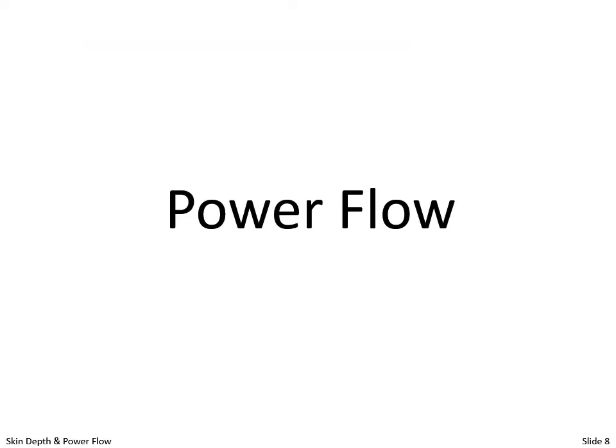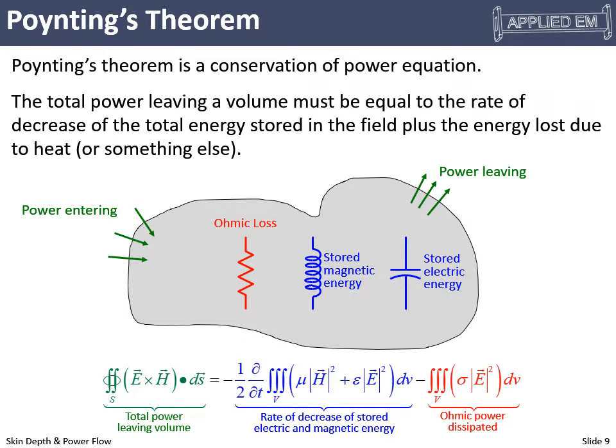Our next topic, power flow. I'm skipping a long derivation here, but we can start with Maxwell's equations, and it would take us probably 10 minutes, 20 minutes maybe to go through the derivation, and we would end up at this big equation that we're showing at the bottom that is called Poynting's theorem. And this really describes what happens to the energy in a system.